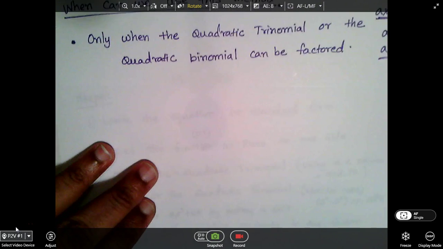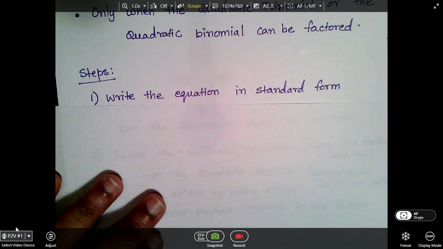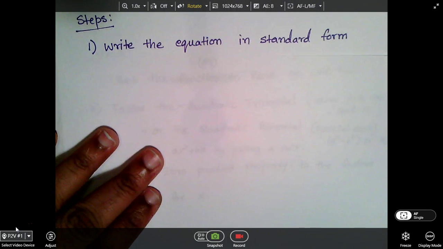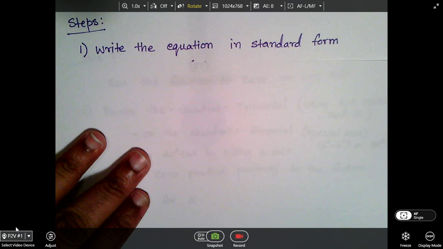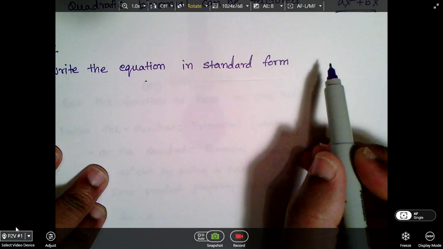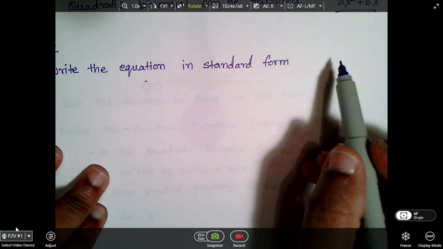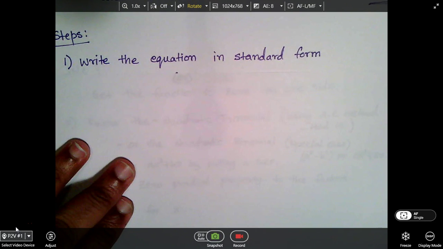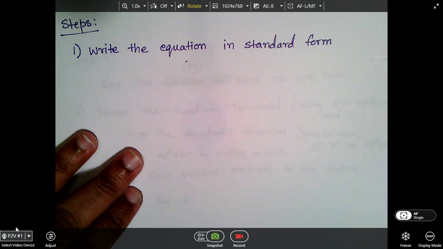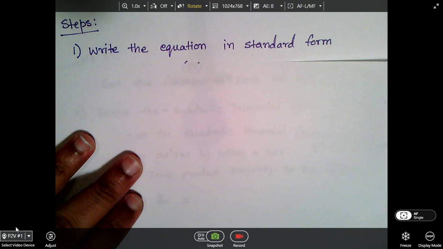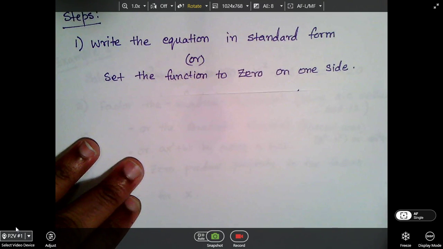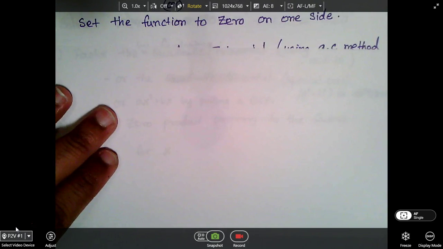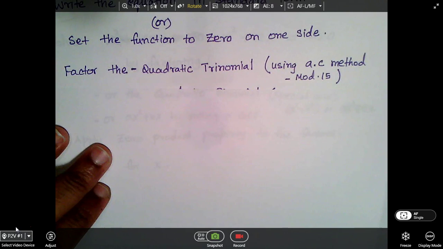All right, so what are the steps that are involved? To use the factoring method, first I have to write the equation in the standard form, meaning I have to make one side equal to 0 by moving things over, or if I'm given the function equation f of x equal to ax squared plus bx plus c, I want to set the function to 0 on one side. Then factor the quadratic trinomial.